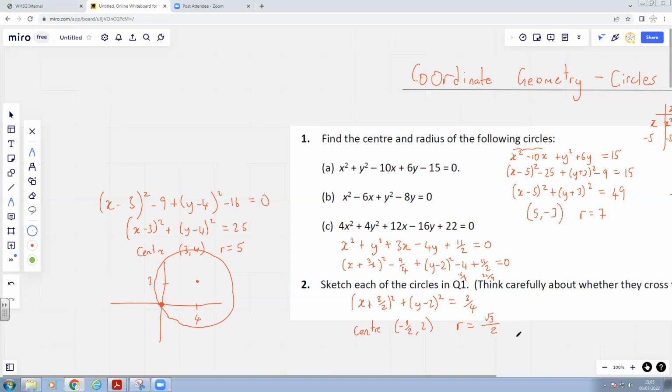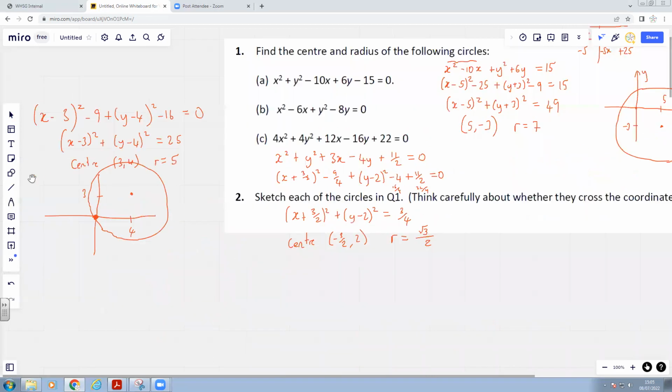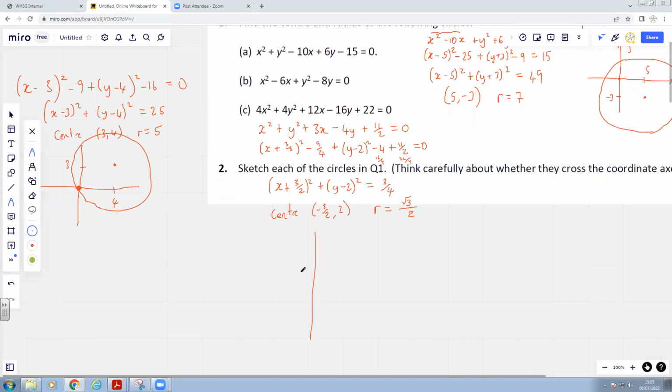What does that look like on a sketch? Let's have a look. It's going to look like this. We've got center minus 3 over 2, 2. Make sure you get it in the right quadrant. And then as the distance from minus 1.5, if you like working with decimals here, we do 2 squared plus 1.5 squared, square rooted. We find that distance there, and that distance is greater than root 3 over 2. Hence, you're going to have a little circle like this.